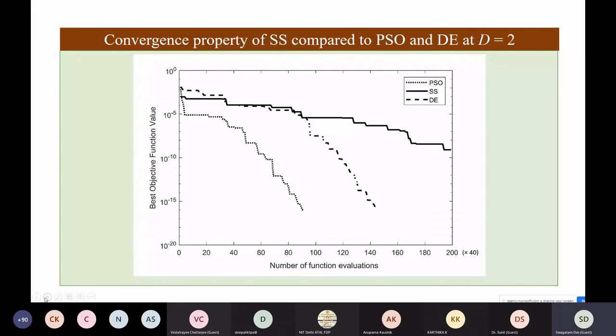If we try to see the convergence behavior, then we have only two dimensions. The bold continuous black line is for SS. We are plotting the best objective function value in logarithmic scale versus the number of function evaluations. The y-axis is in logarithmic scale. So if we do that, what do you see? SS is not that good for two-dimensional problems because PSO and DE are quickly decreasing the function value.